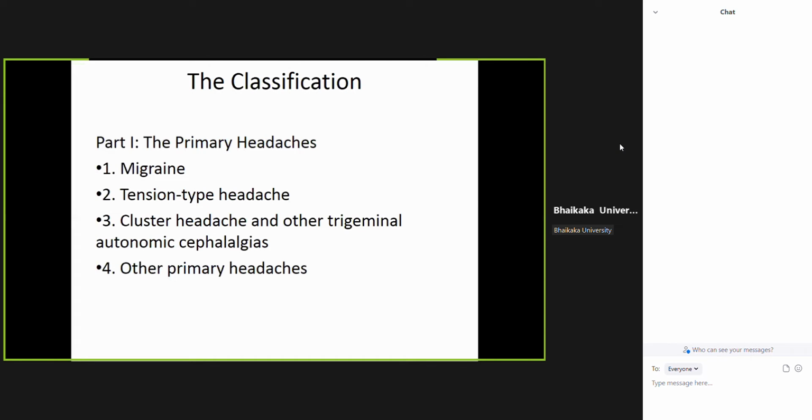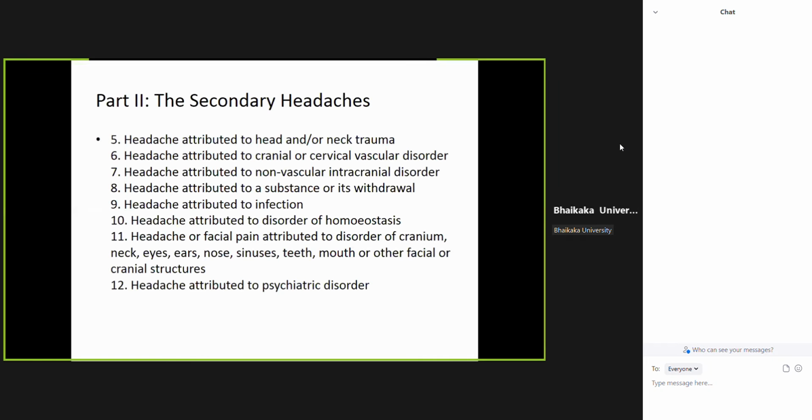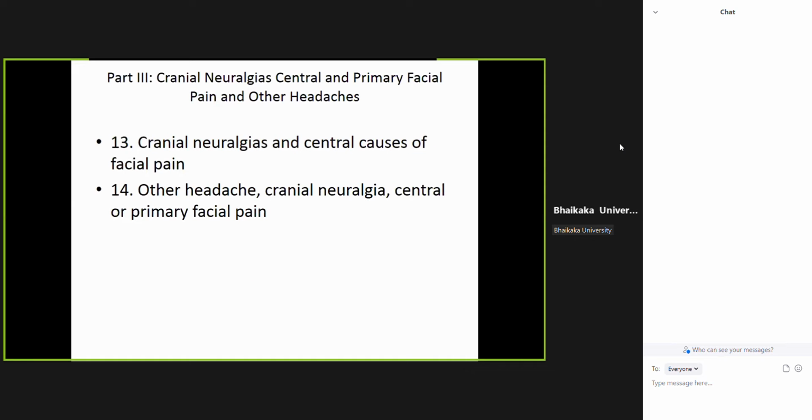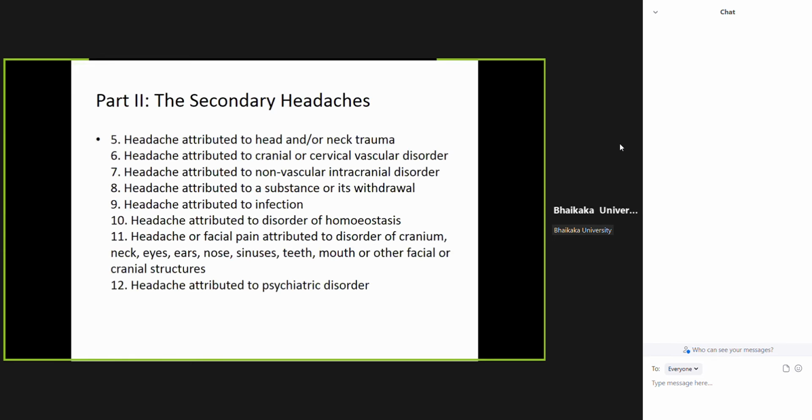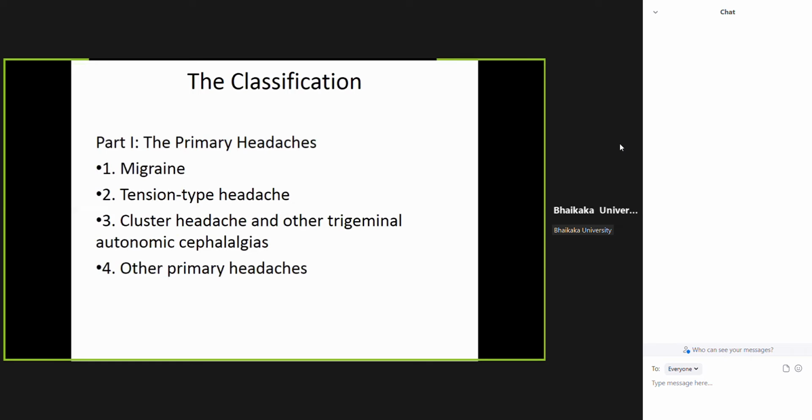The International Headache Society has classified headaches into 3 types. Type 1 is primary headache, type 2 is secondary headache, type 3 is neuralgias. Primary headaches are the headaches where we do not find any pathology, space occupying lesion, or any abnormality with structures in and around the head and neck. So these headaches occur without any primary pathology.